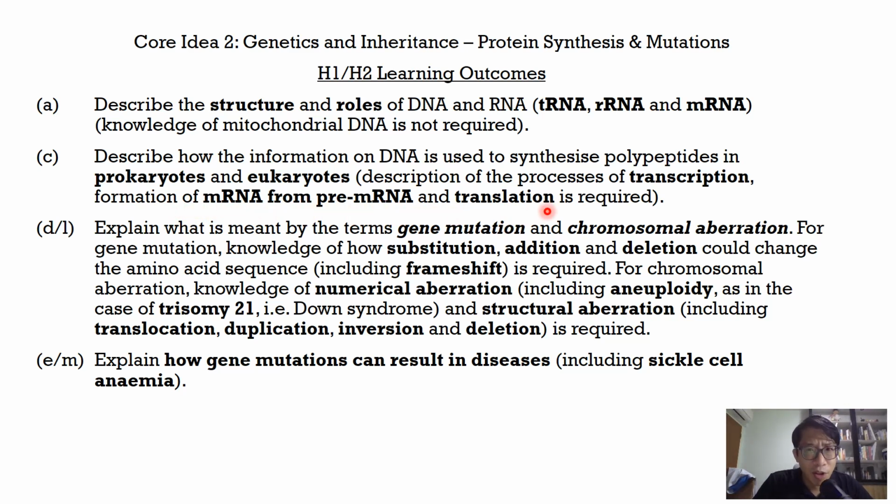Okay, so after you have learned about the process of making proteins, we will learn about mutations, including gene mutation and chromosomal aberrations, and we will look at diseases involving such mutations, the Down syndrome, as well as sickle cell anemia. Okay, so to look at the process of protein synthesis, we need to look at what is a gene.